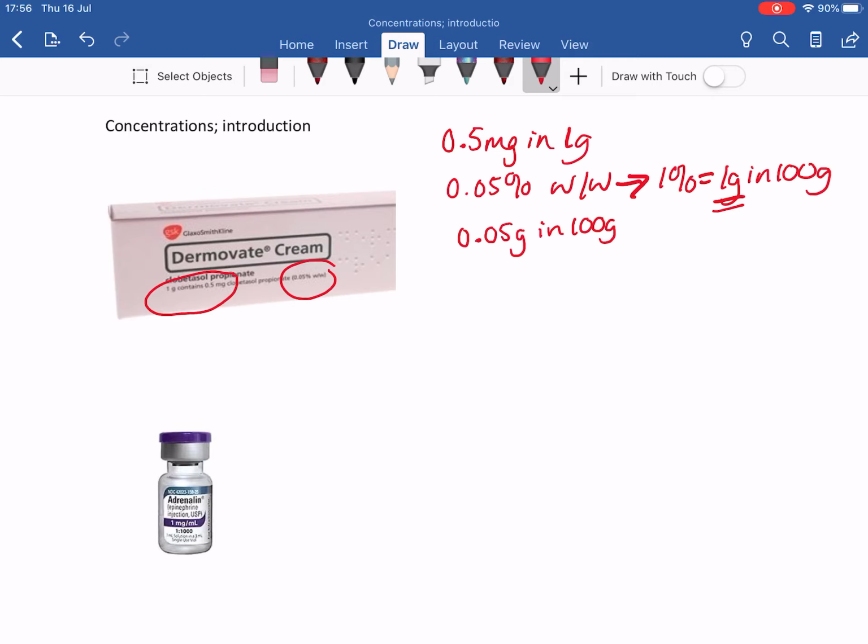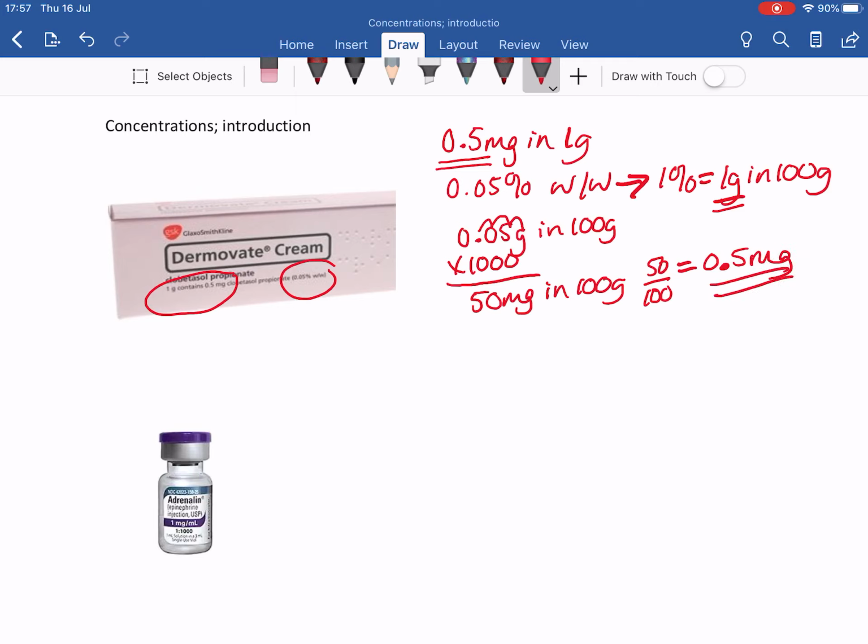Now we want to test that that's the same as 0.5 milligrams in 1 gram, so let's convert this to milligrams by multiplying by 1,000, because there's 1,000 milligrams in every gram, and that tells us that there are 50 milligrams in 100 grams. So 50 divided by 100 to get the amount in each gram gives us 0.5 milligrams. So that demonstrates that 0.5 milligrams in 1 gram is the same as 0.05% weight in weight.